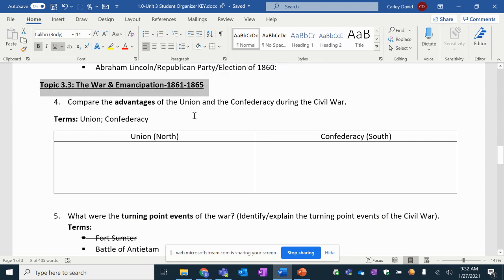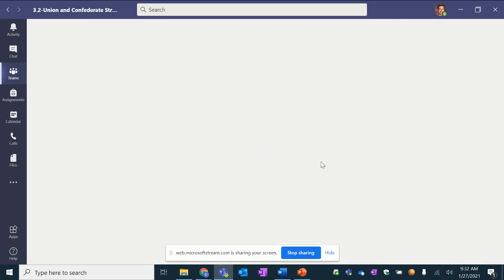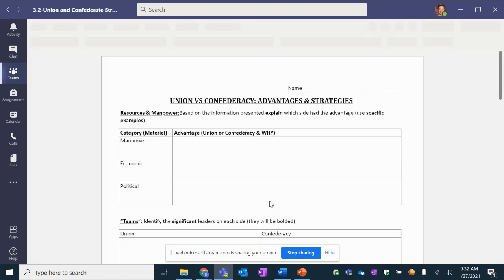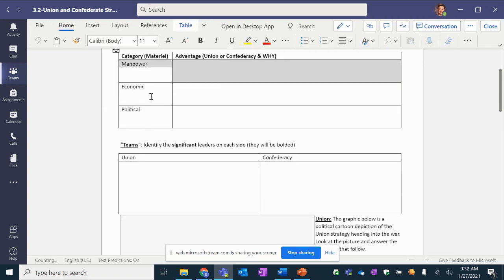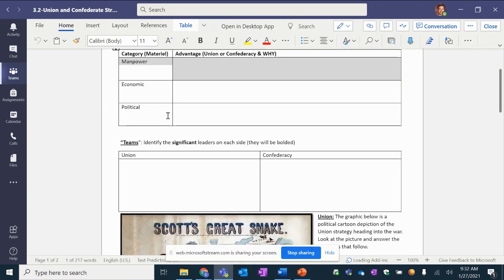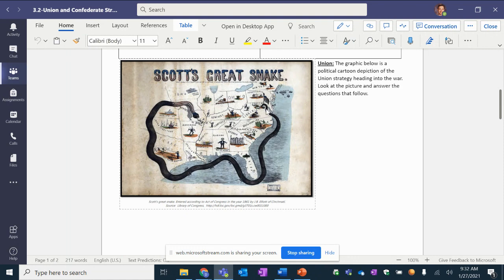Next, the last topic was the war and emancipation, 1861 to 1865. If you go back to Teams once again, or OneNote, you'll notice you've got the Union and Confederacy strategies activity. Basically, we took some notes on who had the advantages in terms of manpower, economic power, and political power. Then we switched over and talked about the main significant leaders of each side. So we did go into strategy.